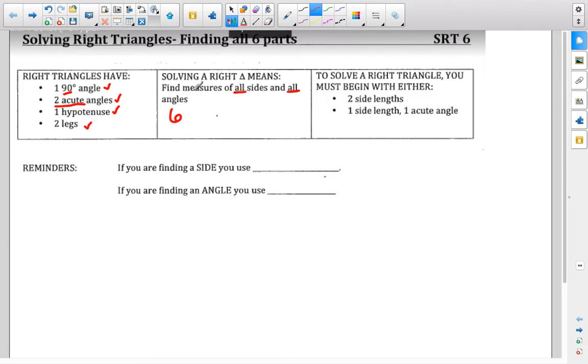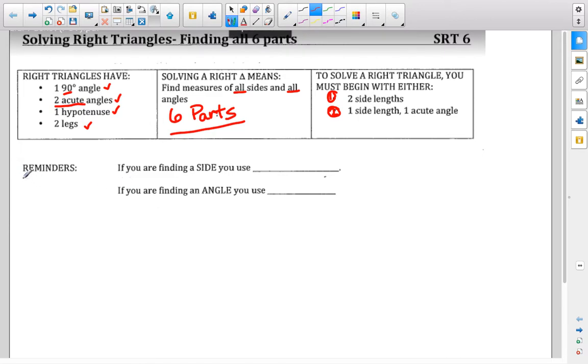Since a triangle is made up of angles and sides, it has 3 sides and 3 angles, so there's a total of 6 parts that need to be accounted for. There's a couple different things that we have to have in order to use trig. We either have 2 sides of the right triangle, or one side and one acute angle. So that means one side length and one acute angle in a right triangle, or 2 side lengths with the one right angle.